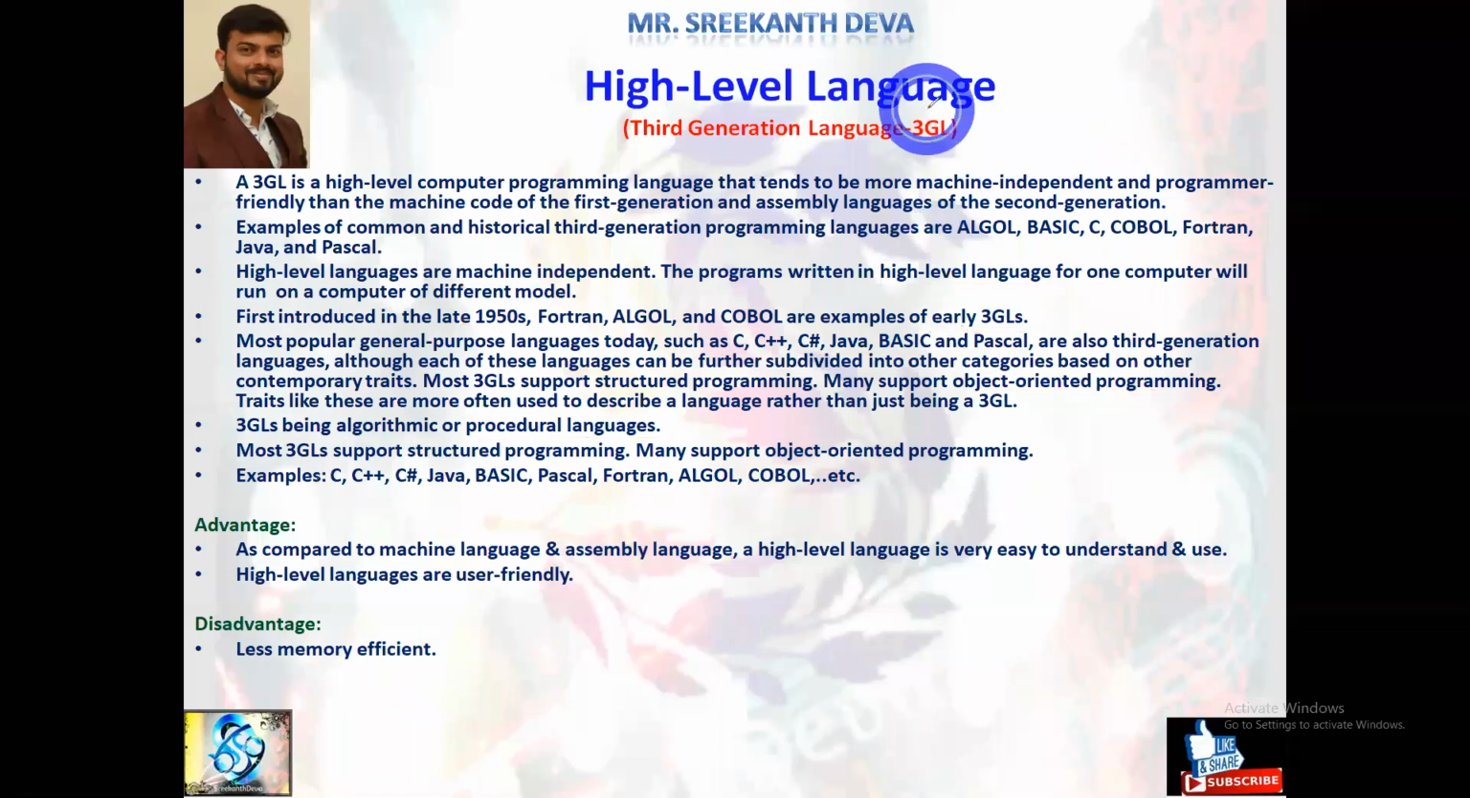But remember, we are learning C language. C is a third generation language. C is a structural programming language, a procedural oriented programming language. C is a middle level language.